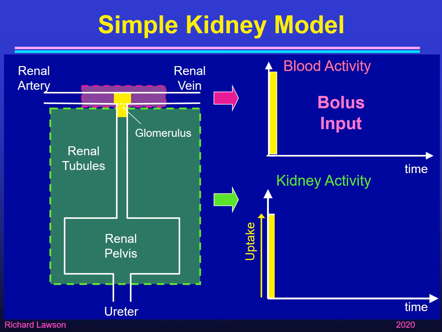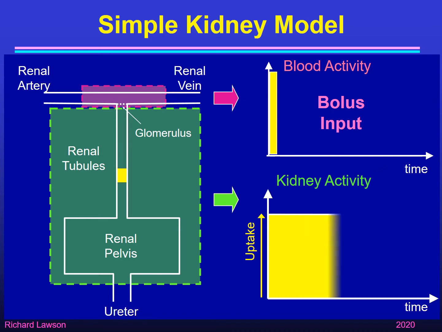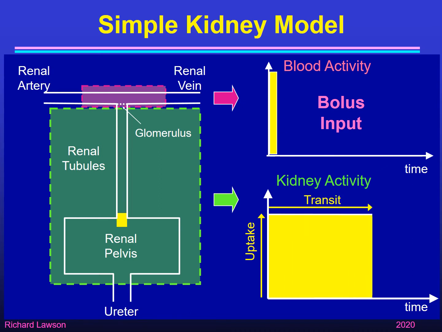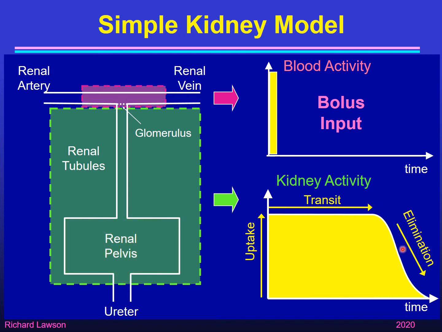But over the next few seconds the bolus will rapidly leave through the renal vein, so the activity in the blood drops back down to zero very rapidly, but it takes a few minutes for the activity to pass down through the renal tubules, and during that time the activity in the kidney region of interest remains constant, so we get a constant activity in the kidney region representing transit down through the tubules. When it gets to the renal pelvis, the activity mixes with urine in the renal pelvis and gets diluted and gradually washes out of the renal pelvis, so the activity in the kidney goes down, representing elimination, decreases to zero.